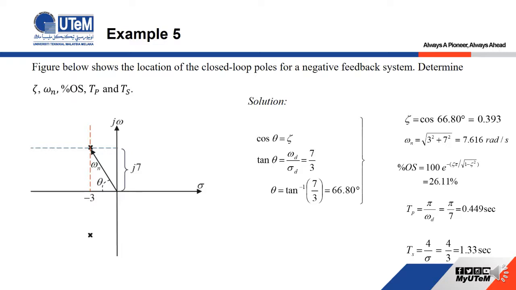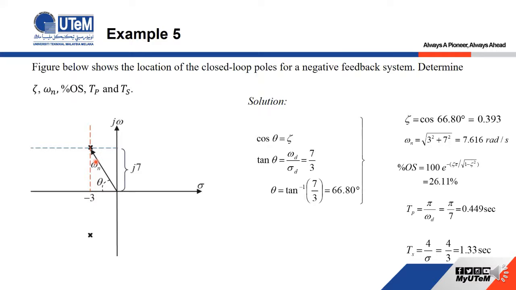Now let us look at another example. For this example, we already know the location of the closed loop pole. From there, we have to determine the value of zeta, omega n, percentage of overshoot, Tp, and also Ts. From this location of pole, we can calculate the value of omega n, which depends on the value of omega d here and the value of zeta omega n here. So by using the Pythagorean theorem, we can calculate this value.